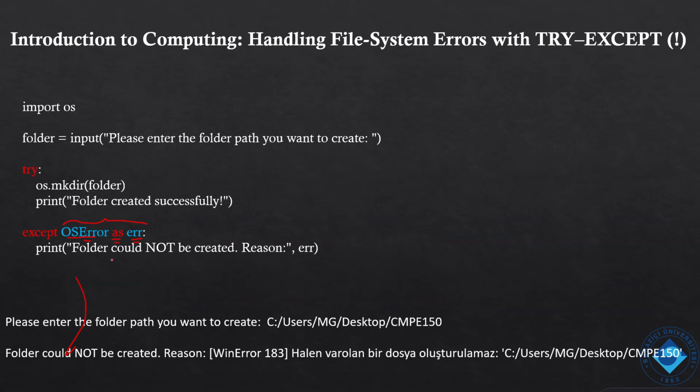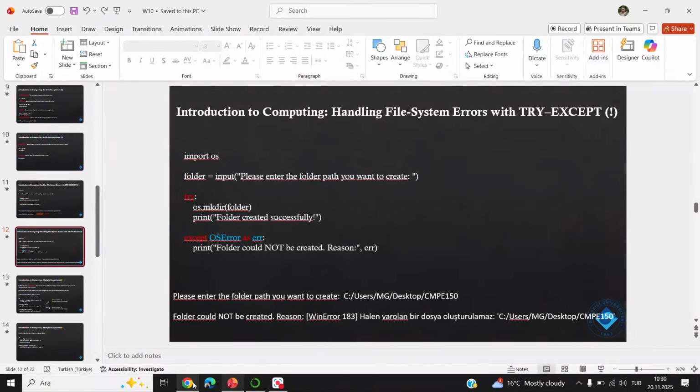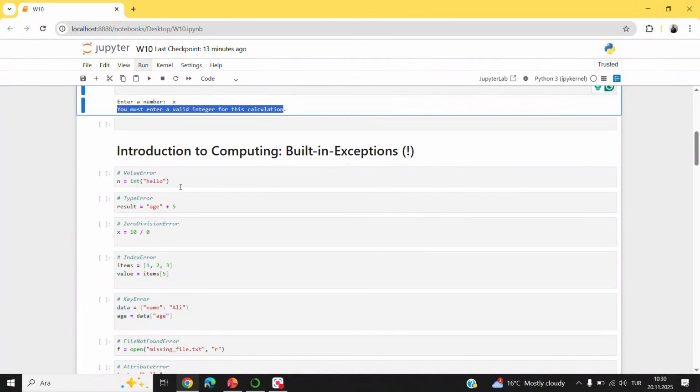For example, it will say the folder couldn't be created, and the reason is written here. That one is in Turkish because my Windows operating system is Turkish. So you can change it with your own computer, right? Let's go and see how it works.